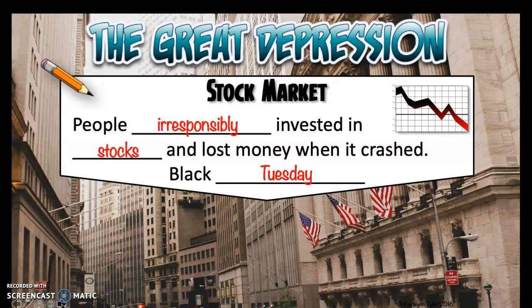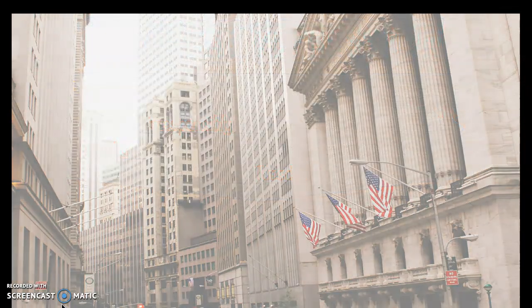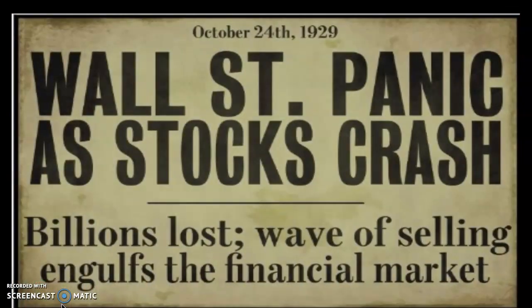So in your notes, let's remind ourselves that on page 9, people were irresponsibly investing in the stocks, and many lost money when it crashed on Black Tuesday. Here's a headline from October 24th: Wall Street panic as stocks crash, billions lost, wave of selling engulfs the financial market. I think that it's about 30 billion that was exchanged and lost at that time.